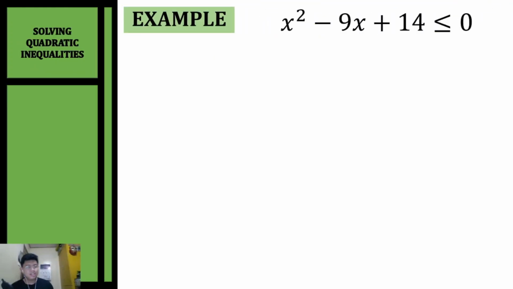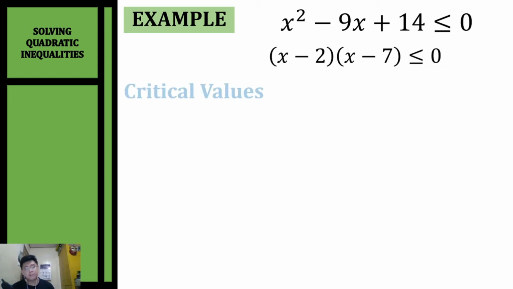Alright. Okay, let's have another example. For example, we have x squared minus 9x plus 14 is less than or equal to 0. Now, the first step is for us to make sure that our quadratic inequality is written in standard form. Next step is for us to solve for our critical value. So, to solve for our critical value, let's apply factoring. The factors of this polynomial are x minus 2 and x minus 7. So, let's solve for the value of x by equating each factor to 0. So, our critical values will be equal to 2 and positive 7.